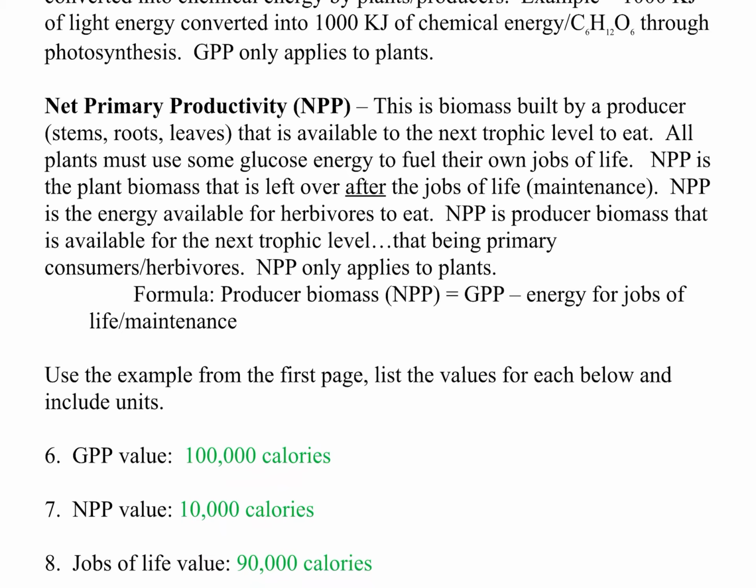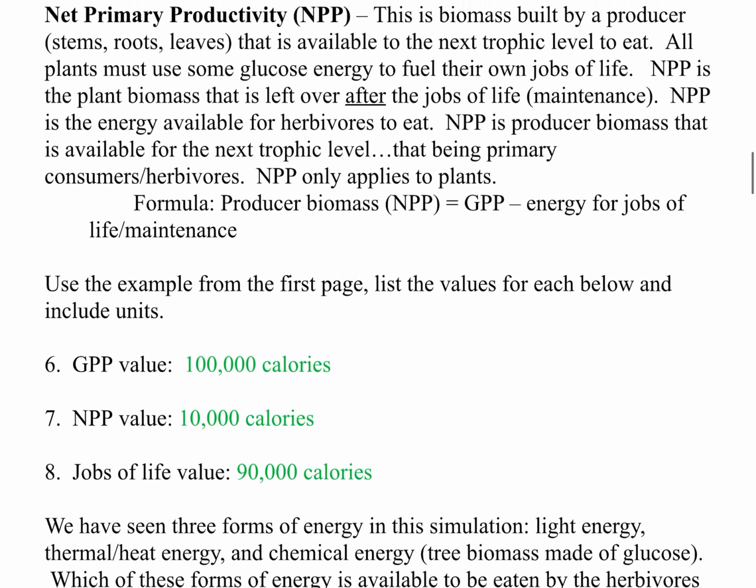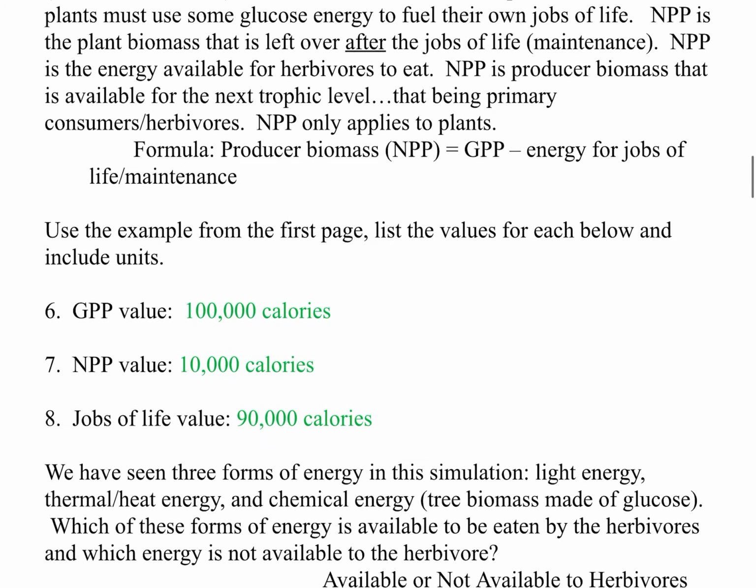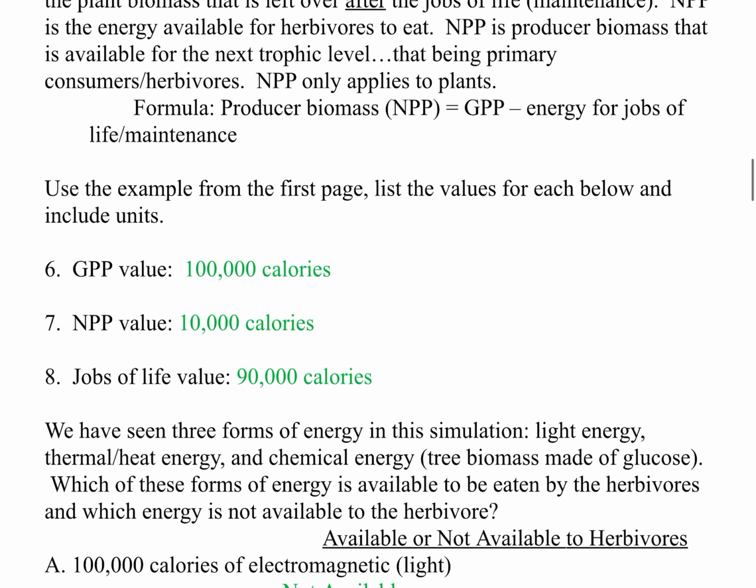So there's a little formula here that we've got to know. Producer biomass, that's your NPP, equals the GPP, that's the total amount of glucose made, minus the energy for jobs of life. So let's apply that formula to our little model. Use the example from the first page, list the values below. So in our case, GPP was 100,000 calories, NPP was 10,000 calories, and the jobs of life was 90,000 calories.